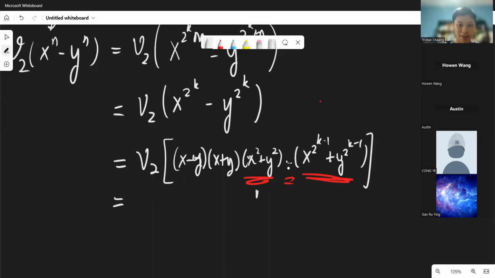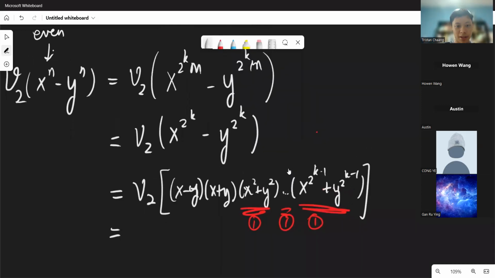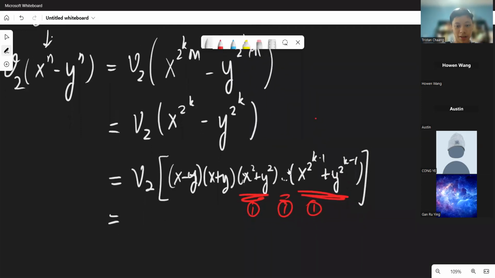So it's 1, 1, everything here is 1. So v2 is 1, 1, 1, and so on, everything here is 1. But how many ones are there? This is 2 to the 1, 2 to the 1. So there are k minus 1 ones, right? K minus 1 ones. So let's just rewrite this concretely.